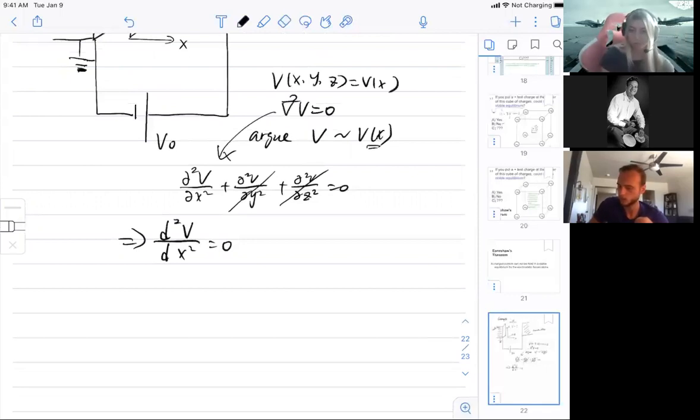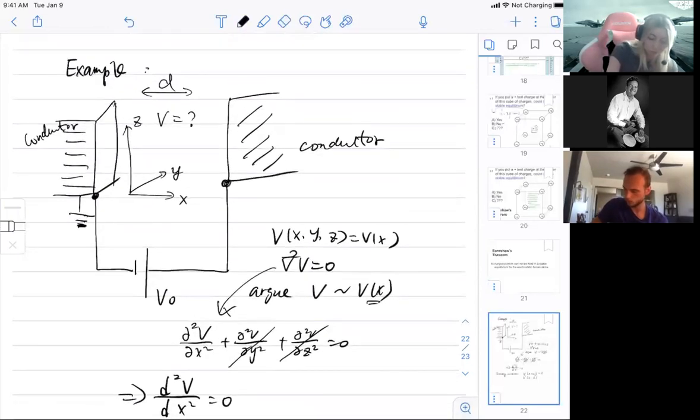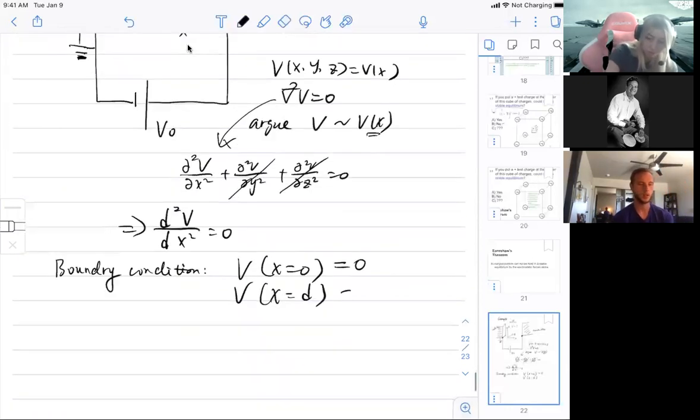What other information do I know? I also know the boundary conditions. So before I solve everything, I want to lay out the boundary conditions that I do know. V at X equals 0, here on the left-hand side, is grounded, so V is 0. V at X equals D, on the right-hand side, is kept at this constant potential V naught. Those are your 2 boundaries.